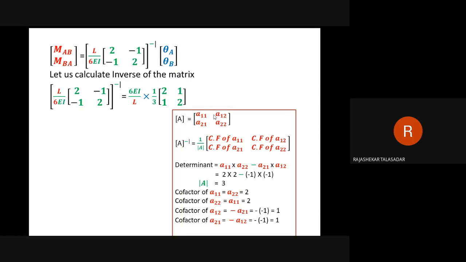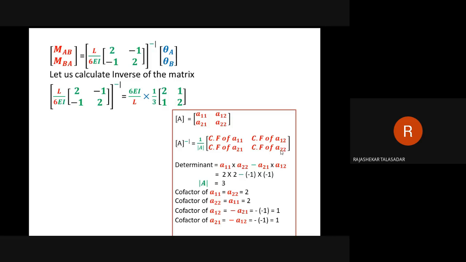Now just I have given you some idea for this, how to calculate this inverse of A. Suppose if the elements are A11, A12, A21, A22, 11 means what? Row 1, column 1. 12 means row 1, column 2. 21 means second row, first column. This is second row, second column. Okay. How do you get inverse here? 1 divided by determinant of A. This is a matrix of cofactors. This is cofactor of A11. This is cofactor of A12, cofactor of A21, cofactor of A22.